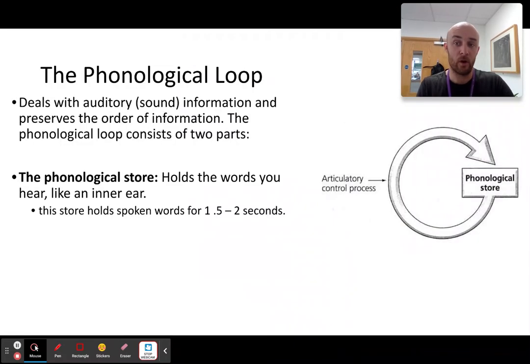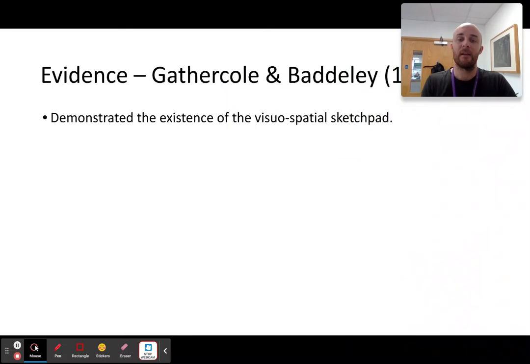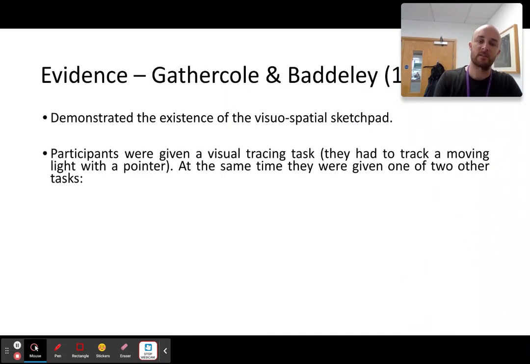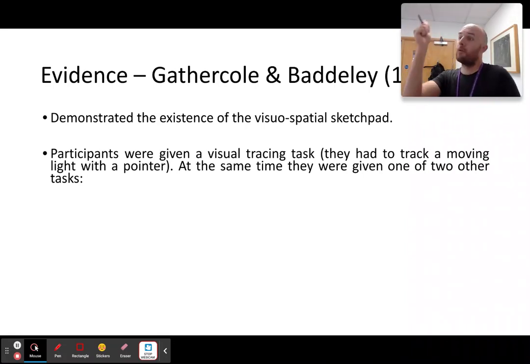Baddeley and Gathercole in 1993 found this out. So what they did is they demonstrated the existence of the visuospatial sketchpad, and they basically had a pointer, right? They had a... this isn't one. What the hell? Okay, but they had like a laser pen basically, and they moved it around the room, and you had to pay attention to that.